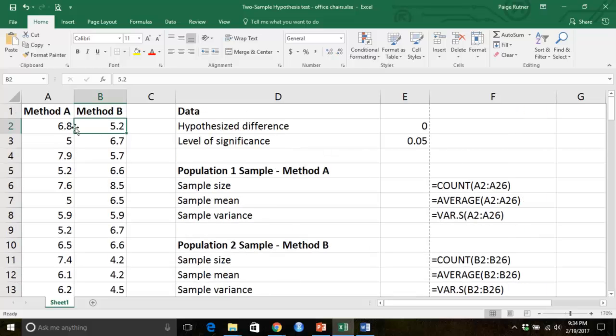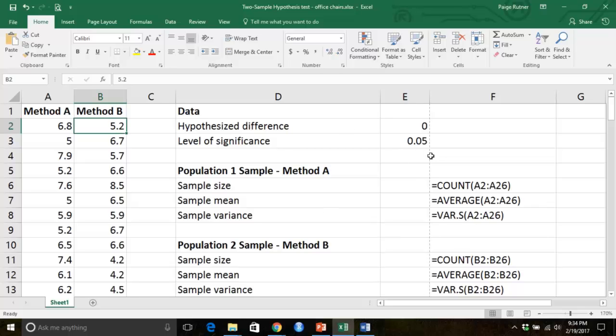Now they're in 2 columns and they're next to one another, but please don't take that to mean that this time of 6.8 minutes is somehow associated with this time of 5.2 minutes. They just happen to both be the first time in their respective samples. So I'm actually giving you the raw data, and let's go ahead and start making a few computations here.